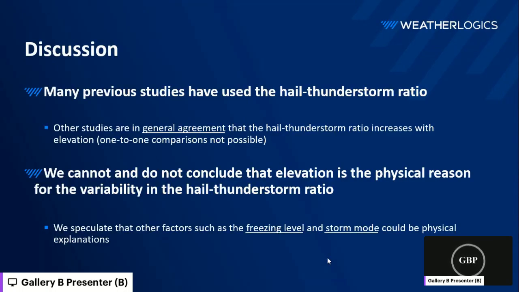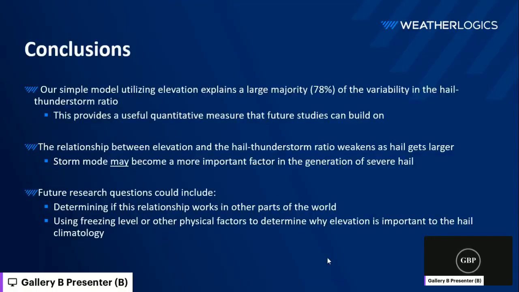But what could be the physical factors behind it? This is not something we studied, but we're speculating that freezing level probably plays an important role. At higher elevation, the freezing level is lower to the ground. And also storm mode could be an important explanation, particularly why this relationship starts to break down as hail size gets larger. So in conclusion, the model explains a majority of the variability of the hail thunderstorm ratio, at 78% for all hail.